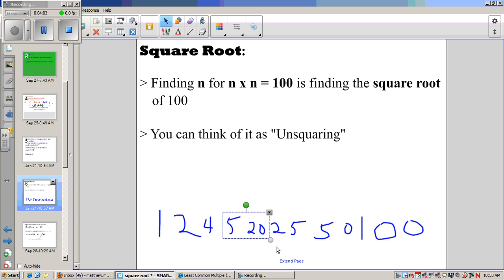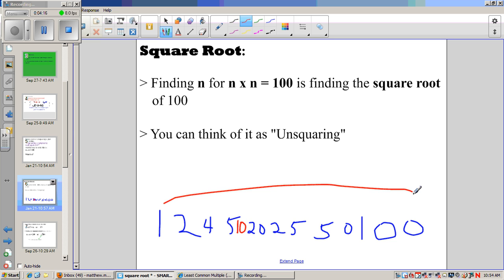And then I can't do 6 times anything. 7 doesn't work. 8 doesn't work. 9 doesn't work. But 10 works. And it would be 10 times 10. So that happens to be my middle one. And it's going to be the same number. Whenever we have the one that is the same, with 4 times 25, 5 times 20, and then this one's by itself, that's going to be our square root. So we know the square root of 100 is 10, or 10 times 10 equals 100.